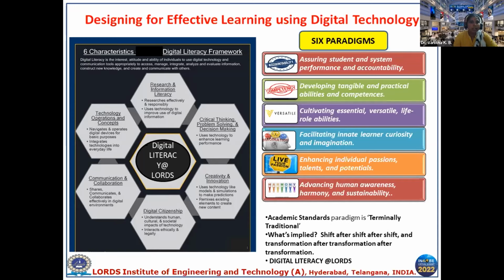So here we have the digital literacy framework. This digital literacy framework consists of 6 characteristics. Coming to research and information literacy, it enables students to seek, find, utilize, and cite high quality information quickly and efficiently. Coming to critical thinking, problem solving, and decision making, the use of technology helps students to be more creative in problem solving and decision making.